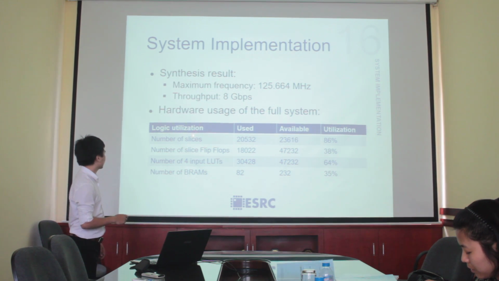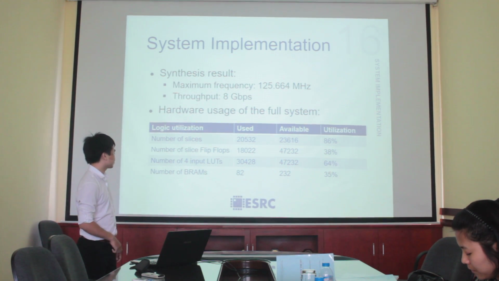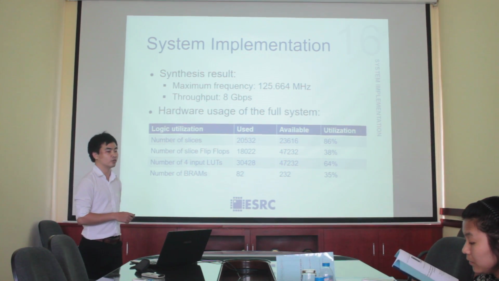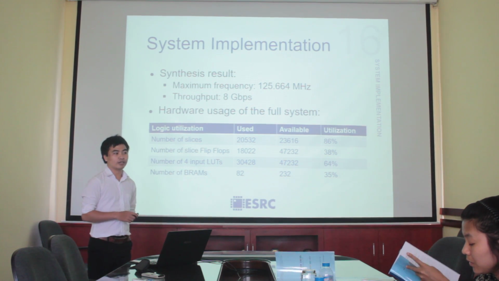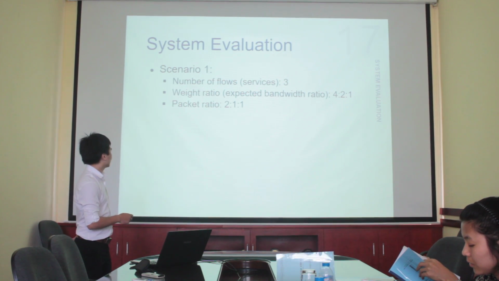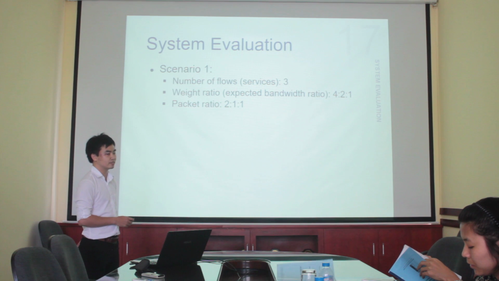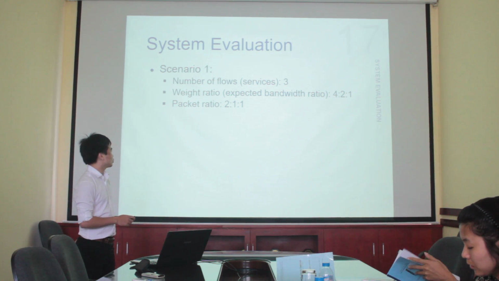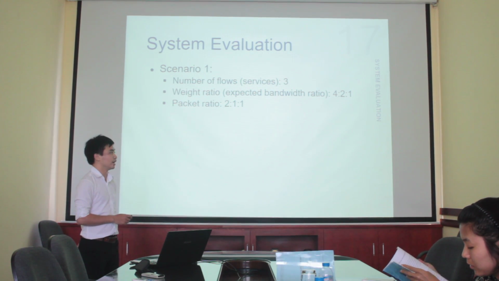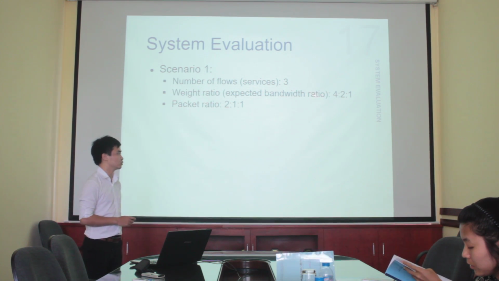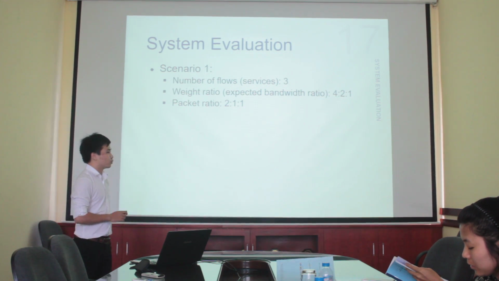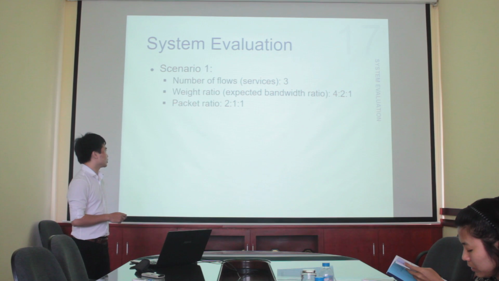And this table shows the hardware usage report of the system. After implementing the full system, we tested it by building a real scenario testing system, and we carried out two scenarios. In the first scenario, we test the system with 3 flows, which represent 3 types of service. The weight ratio is 4 to 2 to 1, which means that the expected bandwidth of flow 1 is double that of flow 2, and the expected bandwidth of flow 2 is double that of flow 3. And the bandwidth ratio of the flows is 2, 1, 1, which means that the bandwidth of flow 1 is double that of flow 2 and flow 3.